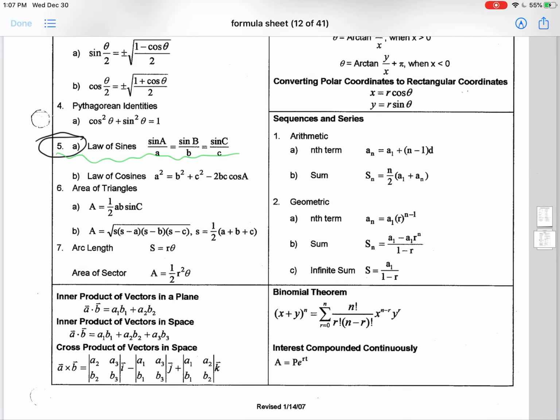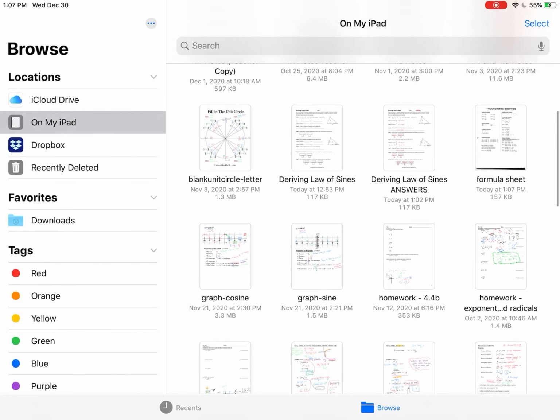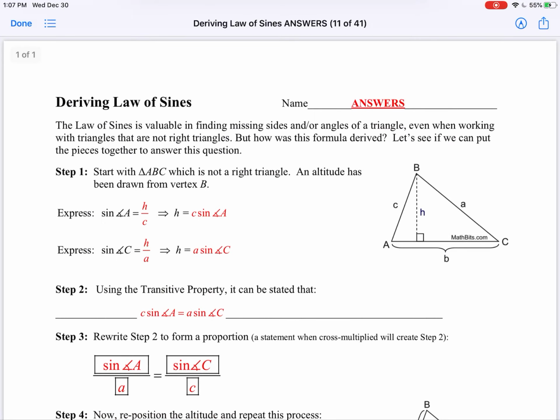So that's going to take us to the deriving page. It's not letting me edit this document, so I'm just going to have to show you the answers document, and you'll have to follow along.